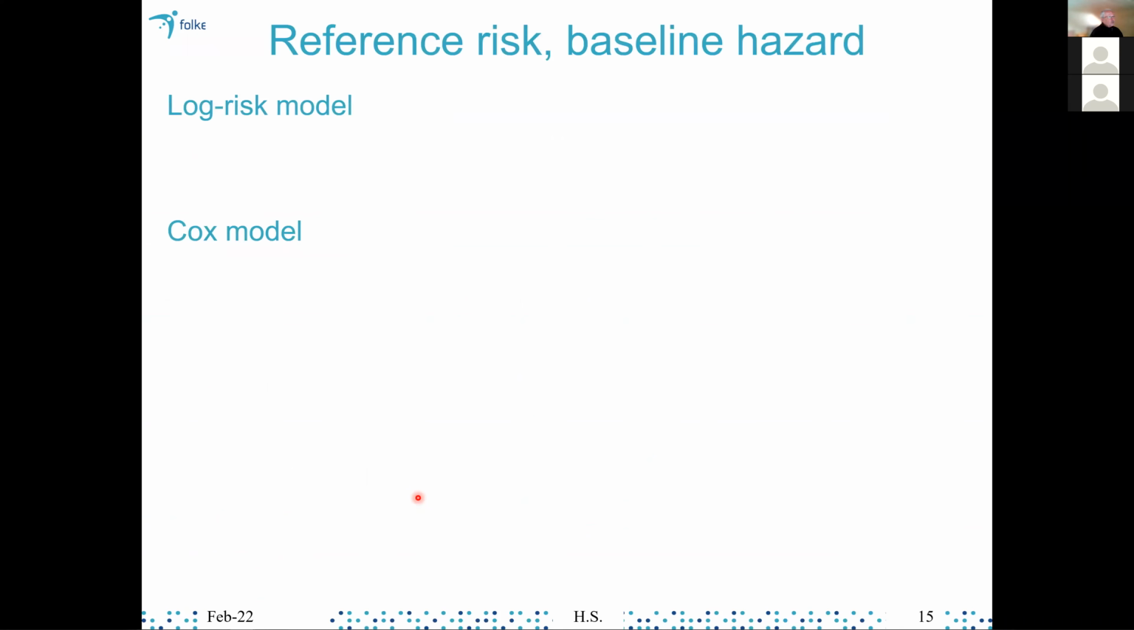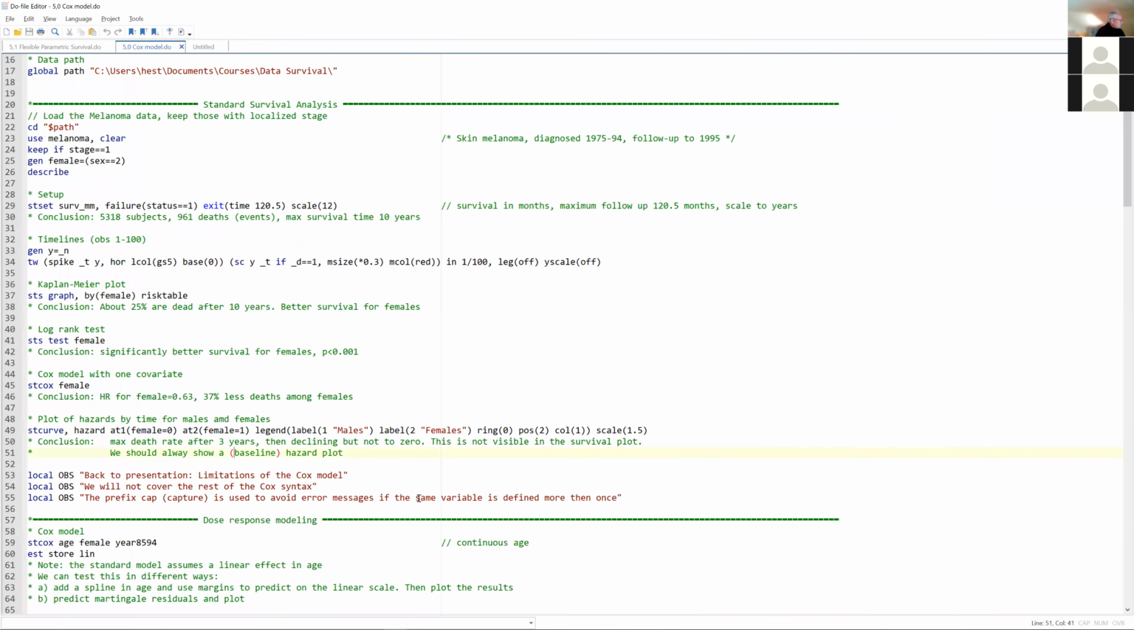So first, a few words about the baseline hazard. There was a question: please, can you repeat what is in T1 and T2? Okay, let me see if I understand that question. Oh yes, @1 and @2, I think you're referring to.